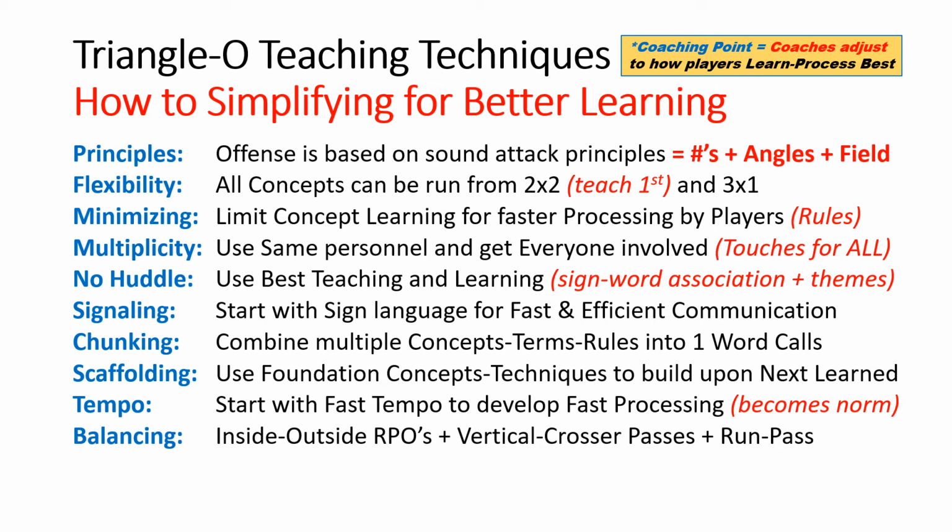No huddle. What we want to use here is best teaching and learning. And what research has shown is that signaling or sign language is the most efficient way to communicate. There's no way to get that mixed up or lose the translation. And then using verbal cues, using word association and themes. When we do the signaling, we're going to start with the sign language right from the beginning for the simple reason it's really fast and it's efficient, as we said, in communication. If you start with it from the beginning for your skills to have to learn this, just like the quarterback, then they're not going to know any other way to receive the information.